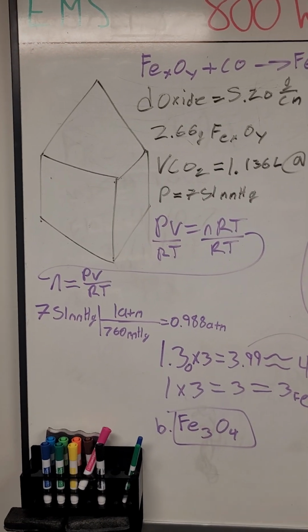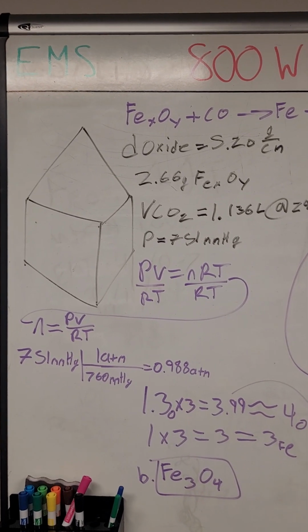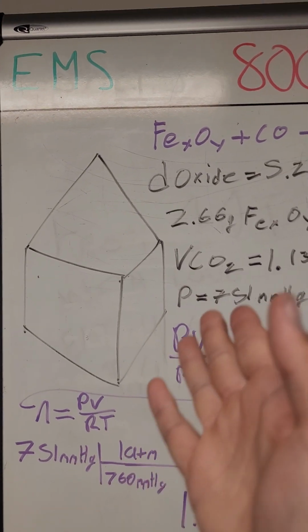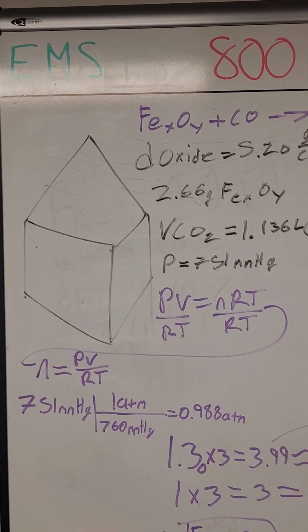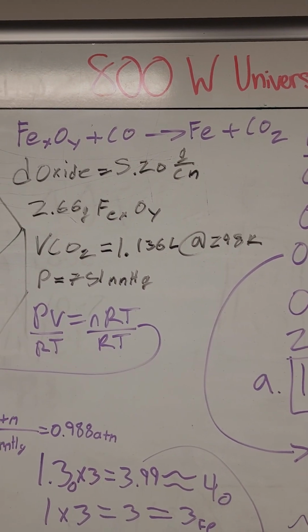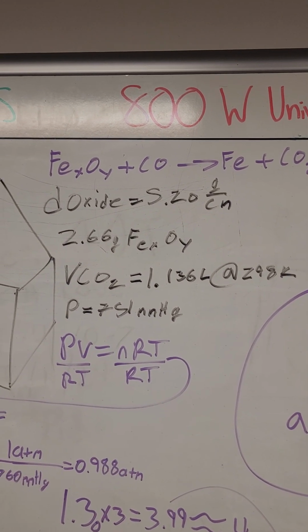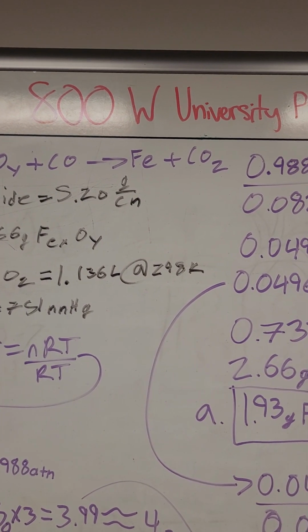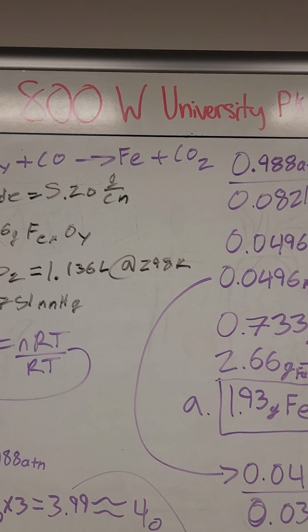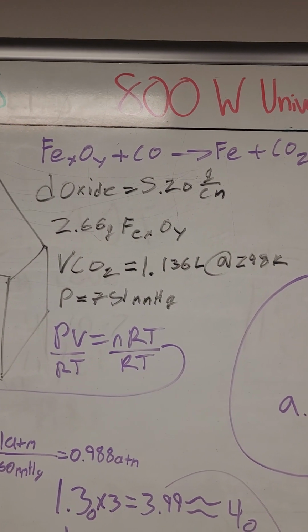Okay, here is my video assignment for video assignment number 1, chapter 10. We have our unknown unit cell. I've written down all the information that is given, and I've written down an equation for what is given: FeXOY plus CO transfers to Fe plus CO2. We don't know the formula of our oxide yet. That's what we're trying to figure out.